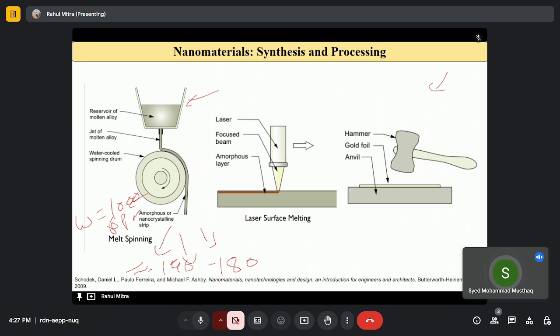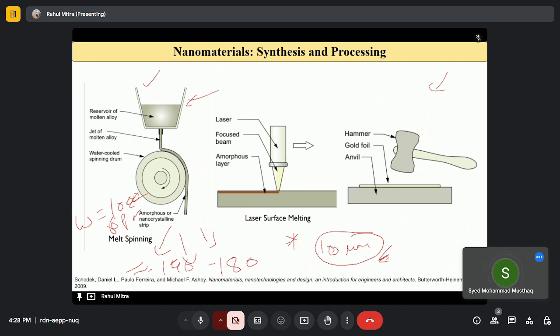So this is one of the processes for the production of nanomaterials, and the other one is laser surface melting. In laser surface melting, we use a laser beam for rapid and focused melting. The substrate acts as a heat sink, right? Because of the fine spot, like if you take a 10 micrometer laser spot and focus it onto a certain space, we have an intensified heating zone at that position.